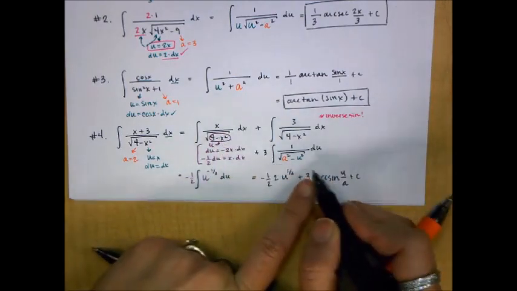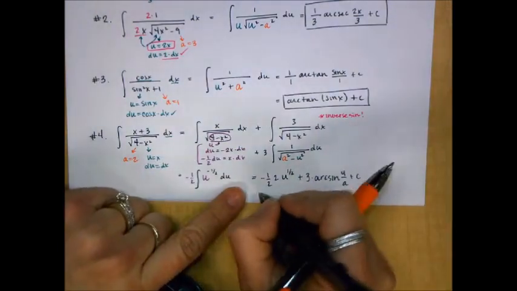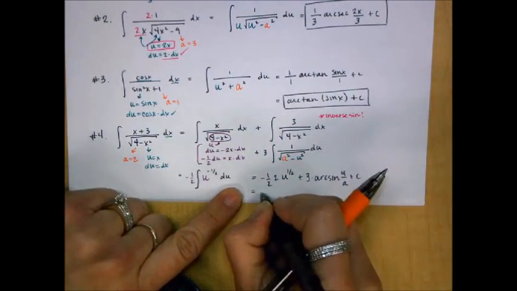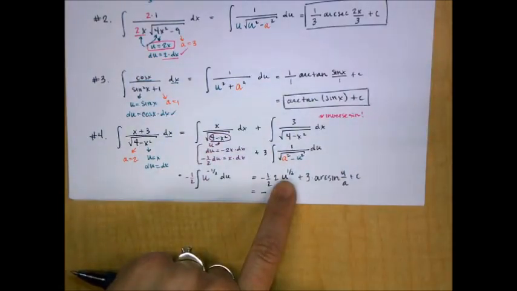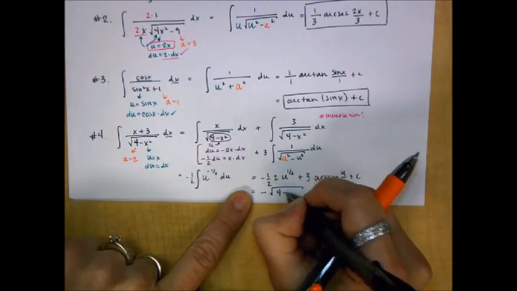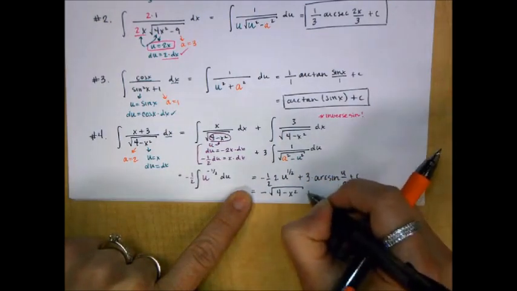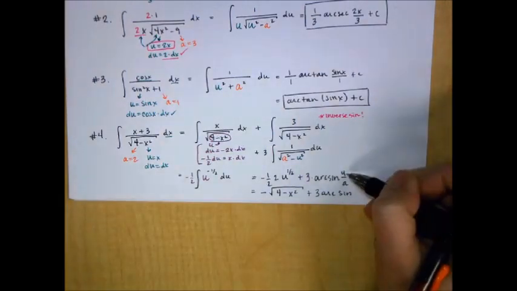So in our final step, we have negative here. This one is 4 minus x squared to the power 1/2. So negative root 4 minus x squared plus 3 arcsine of x over 2 plus c.